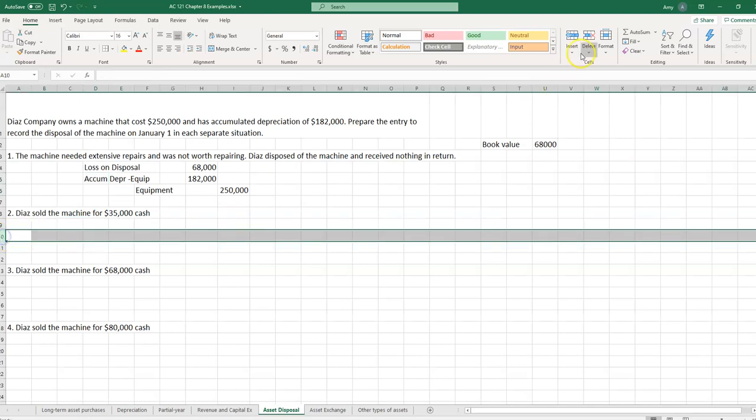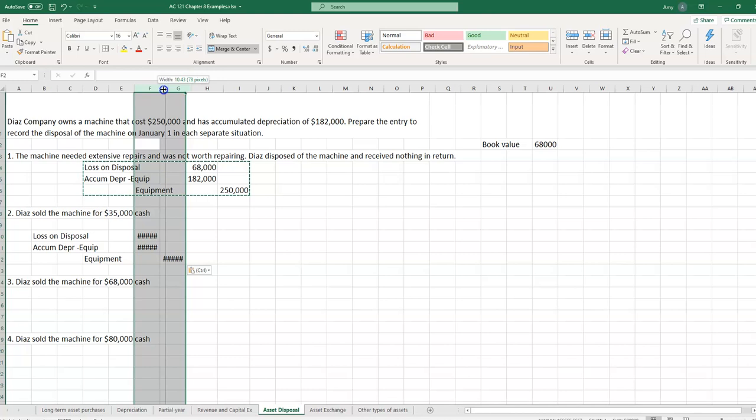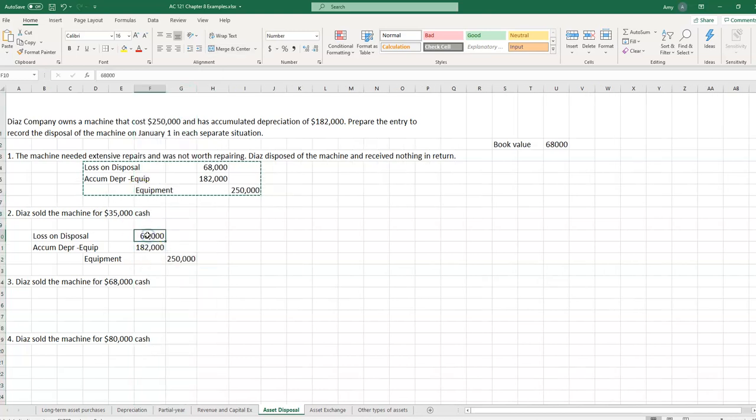If we sold the machine for cash, we would have a very similar transaction, except we would also include that we received cash of $35,000. So now our loss is $33,000 because we received some cash to make that payment.